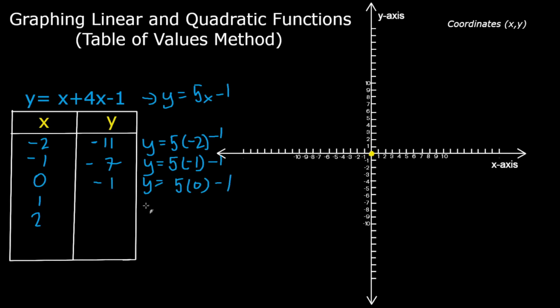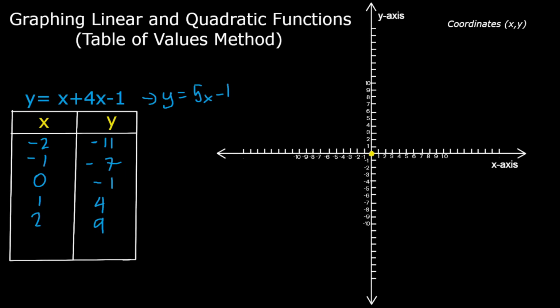And then, actually, compute nyo na lang din. So, y equals 5x, then 5 minus 1 is 4. Then, dito naman, when x is equal to 2, y will be 5 times 2 minus 1, which is 9. So, ang first coordinates natin is negative 2, negative 11. And then, sunod, negative 1, and then negative 6.